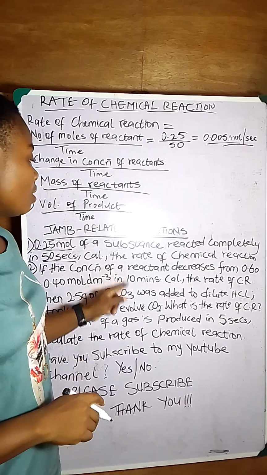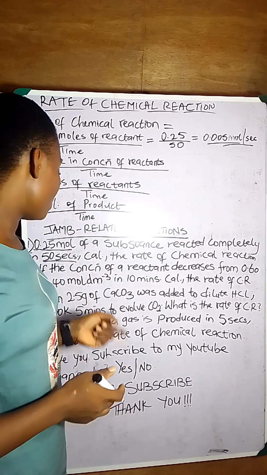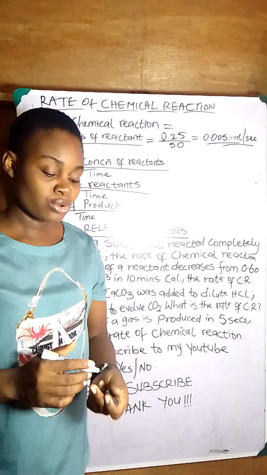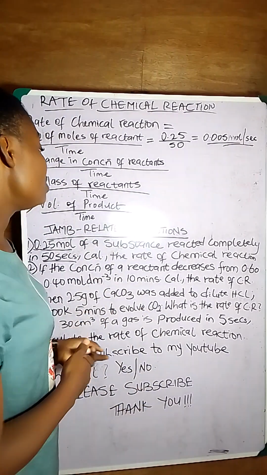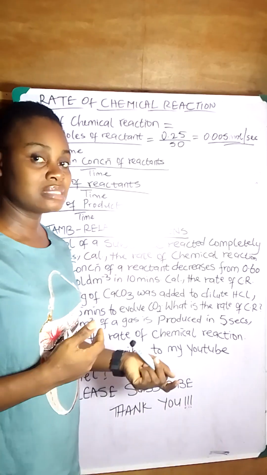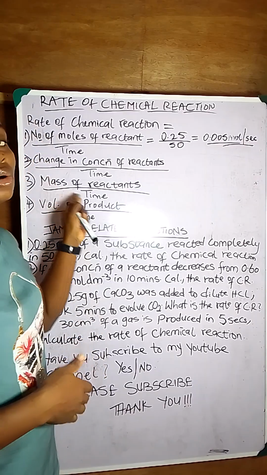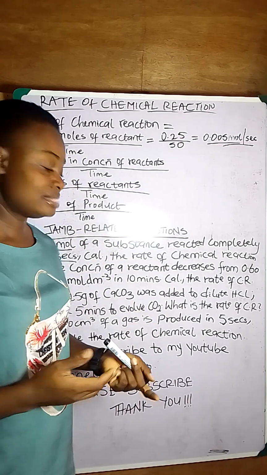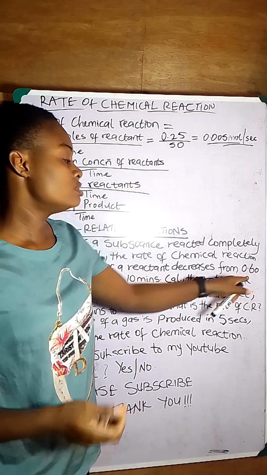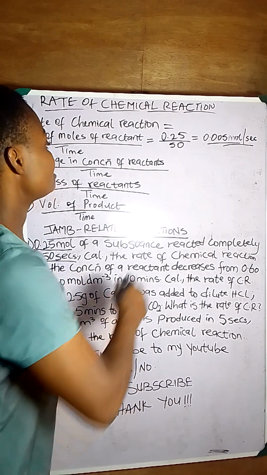If the concentration of a reactant decreases from 0.60 to 0.40 mole per dm cube in 10 minutes, calculate the rate of chemical reaction. As you can see, they have given you the change in concentration, and also the time it takes. Okay, so the formula that best suits this is the second one, change in concentration of reactant. So how do we get the change? We'll use the initial concentration minus the final concentration. So let's solve it together.